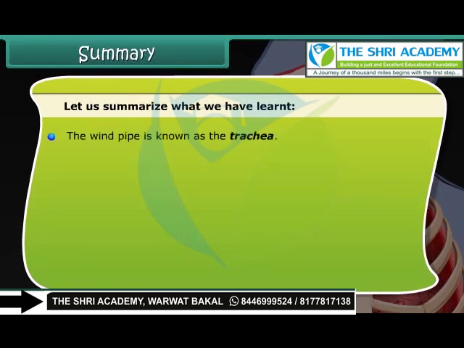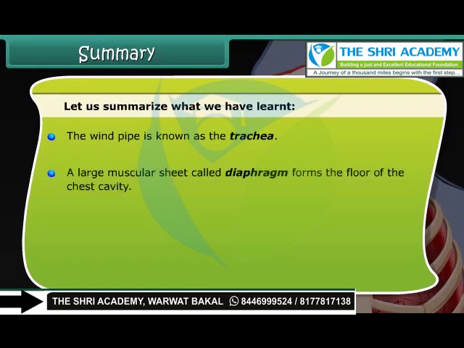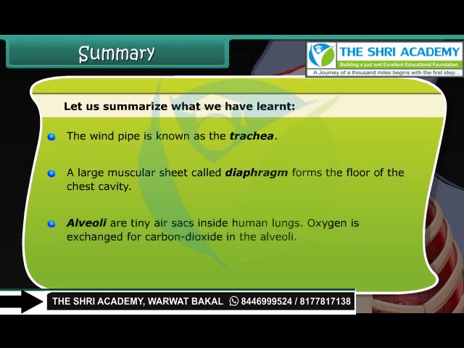The windpipe is known as the trachea. A large muscular sheet called the diaphragm forms the floor of the chest cavity. Alveoli are tiny air sacs inside human lungs. Oxygen is exchanged for carbon dioxide in the alveoli.